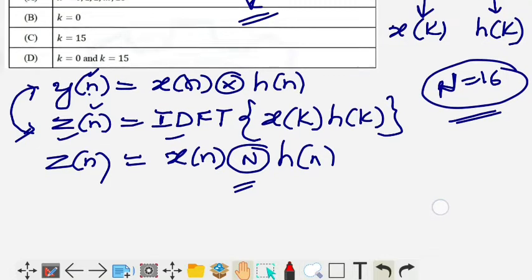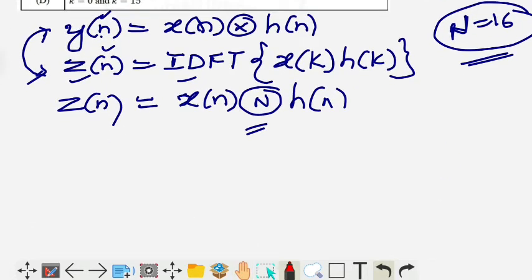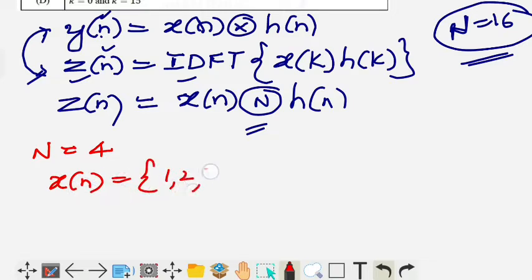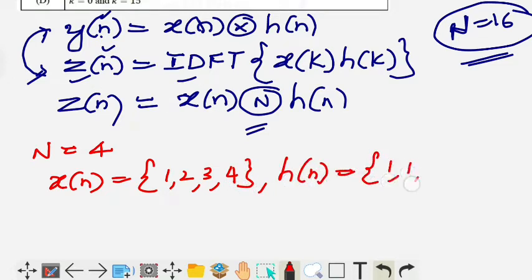We take the example of a 4-length sequence. So let's say the sequence length is 4. Let's suppose x of n is equal to 1 2 3 4, and let's say h of n is equal to 1 1 2 2. So let's find out the circular convolution as well as the linear convolution, and we'll check where both are equal. Okay, let's proceed further.